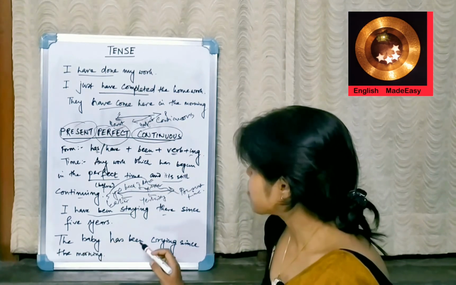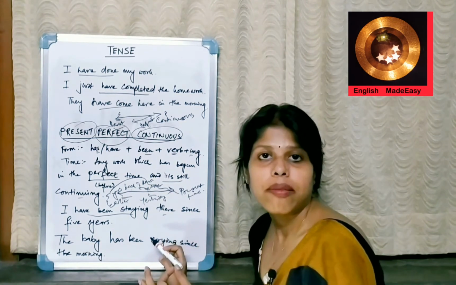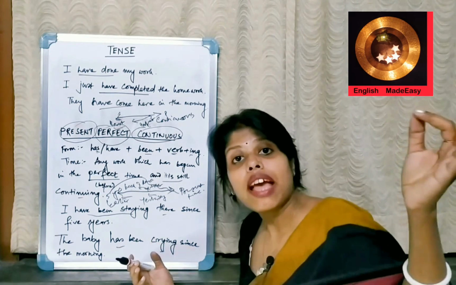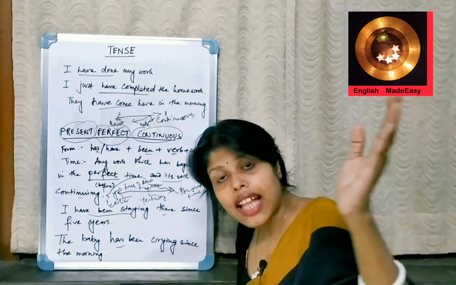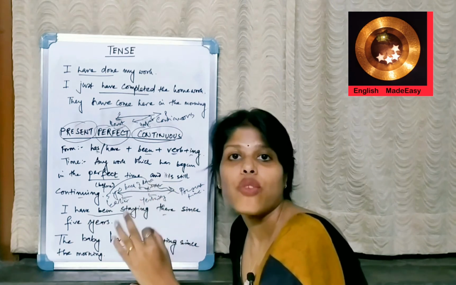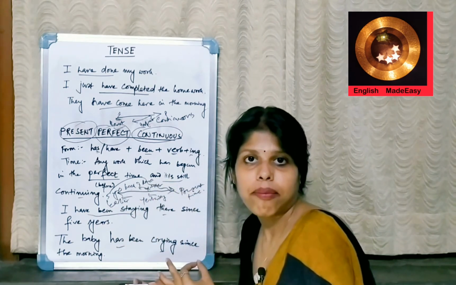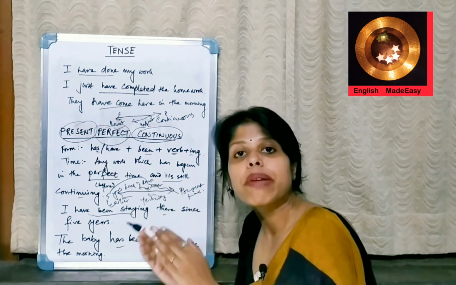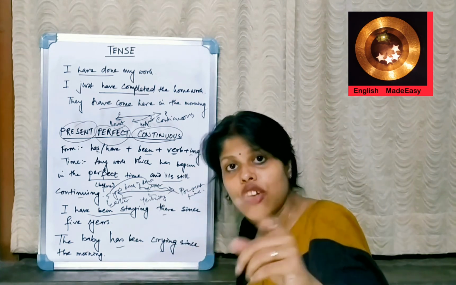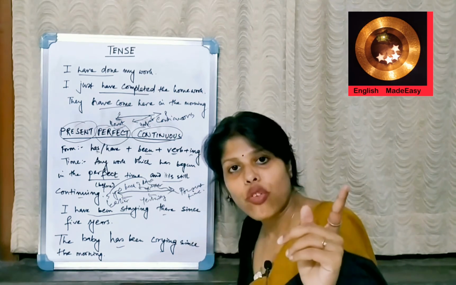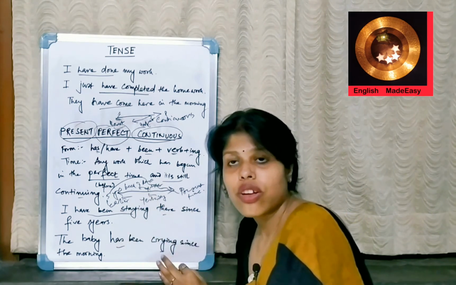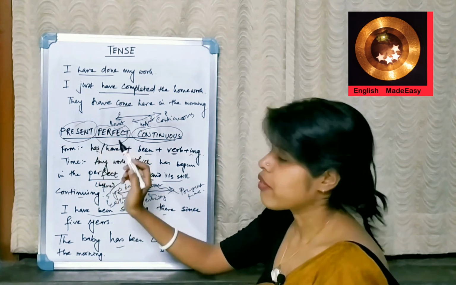The baby has been crying since the morning. Baby has already started crying in the morning and still it is continuing. I have been studying for 4 hours. I have been studying. A work that I have begun earlier, may it be yesterday, 5 years back or days before. I am still continuing it right now. Falls under present perfect continuous.